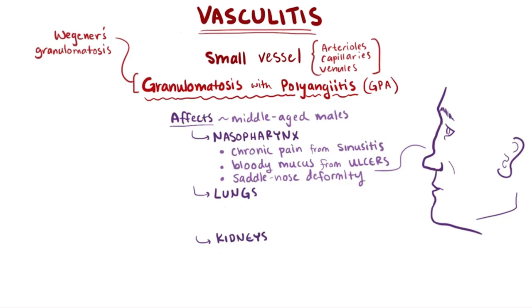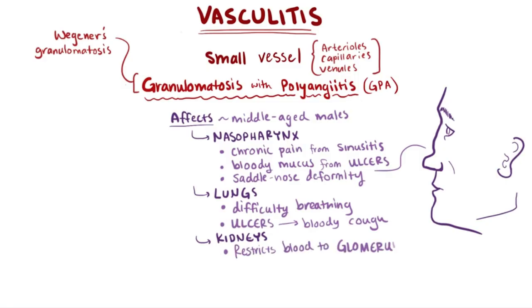Blood vessel inflammation in the lungs and air passages can also make breathing more difficult, causing air passages to constrict, and ulcers can form, causing bloody coughing. In the kidneys, the inflammation restricts blood flow to the glomeruli, causing them to die and leading to decreased urine production and an increase in blood pressure, since the kidneys are no longer as efficient at regulating blood volume.